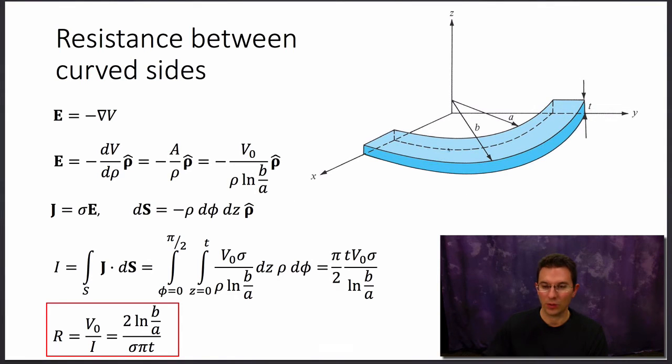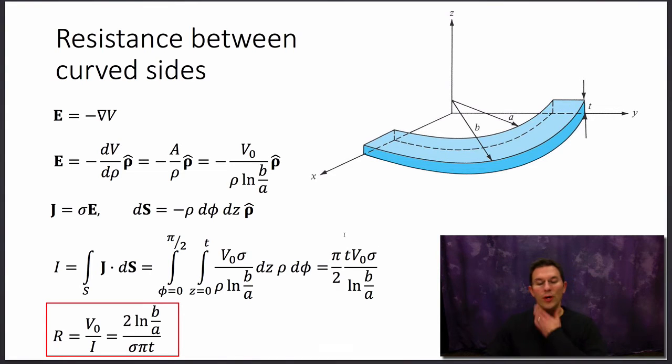So that corresponds to a vertical surface at some position rho. And then we're going to integrate over that vertical surface from phi equals 0 to phi equals pi over 2, and from z equals 0 up to z equals t, right here. That's what we're doing next. So we're integrating this expression, J dot dS, which takes this form, from z equals 0 to t and phi equals 0 to pi over 2. And this is the expression that pops out of that, right?